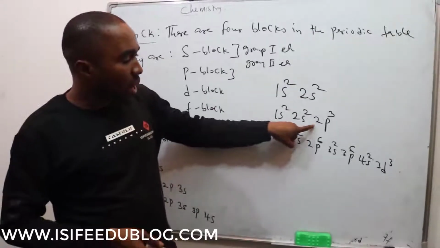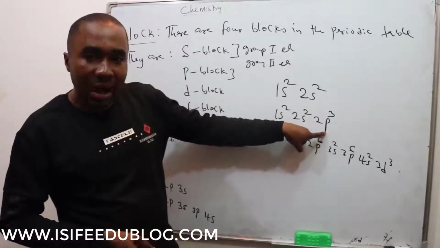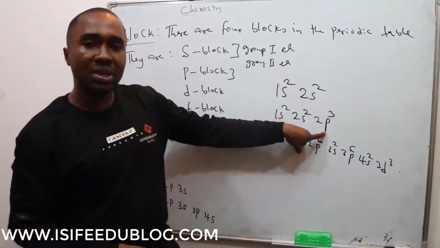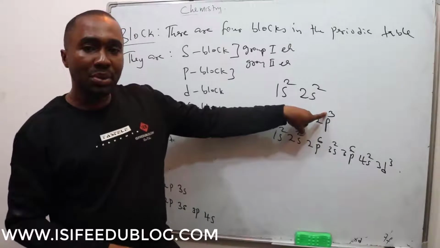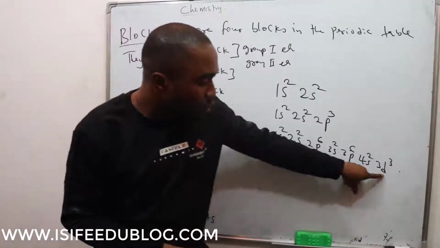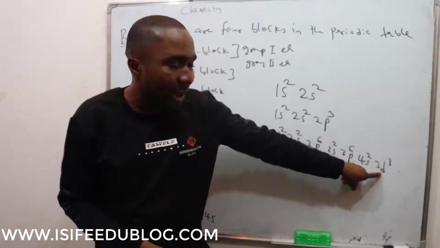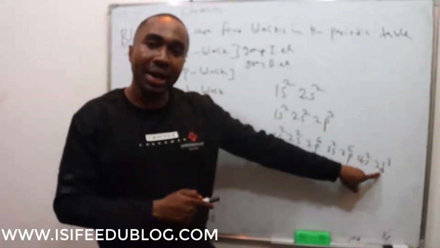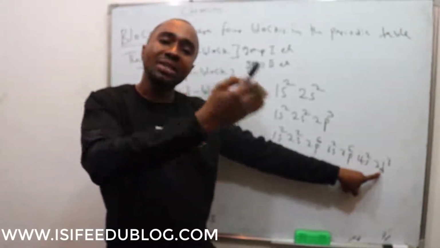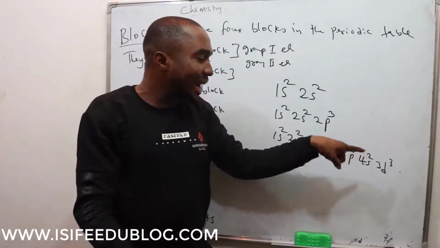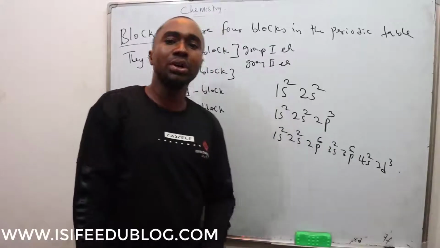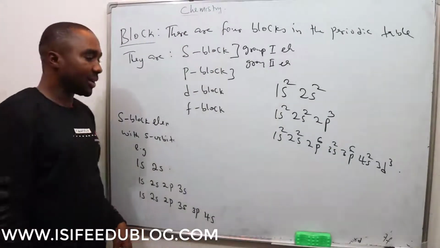If you look at this one now, where the last electron is found, where we stop writing the electronic configuration, is in P. That means that this element is a P block element. If you look at this one now, where the last electron is found is in the D orbital. That means that this one is a D block element. So whenever you finish writing electronic configuration, the last orbital then becomes the block of that element.